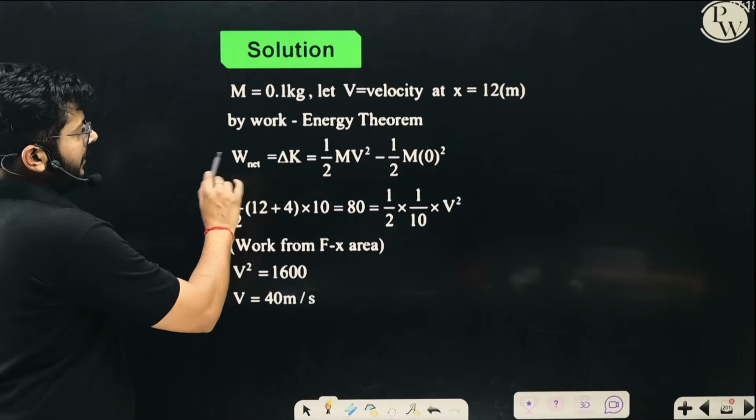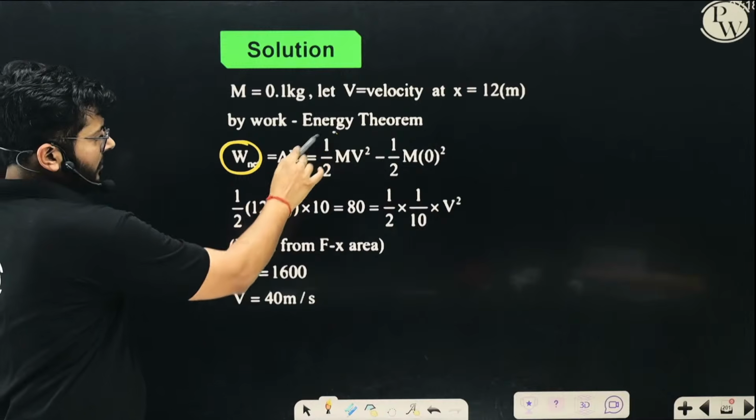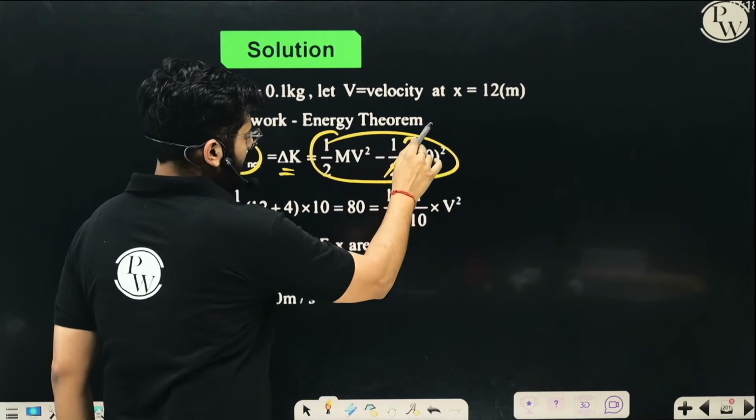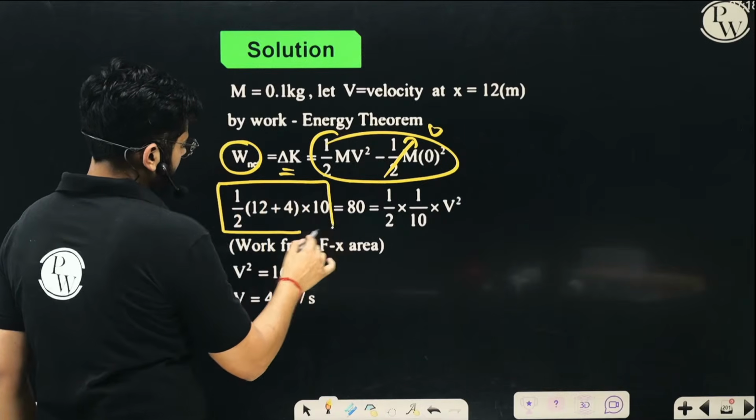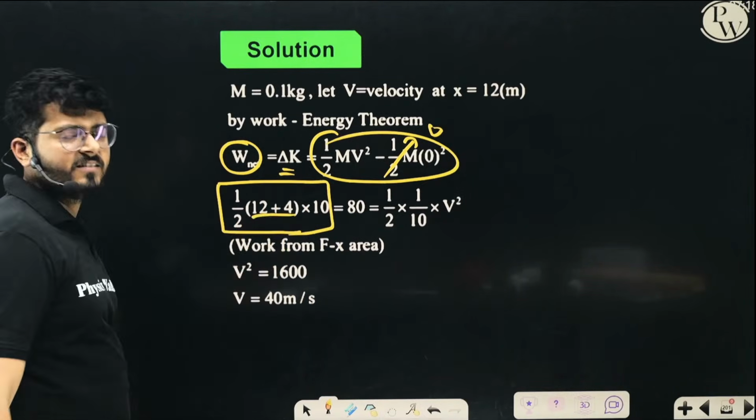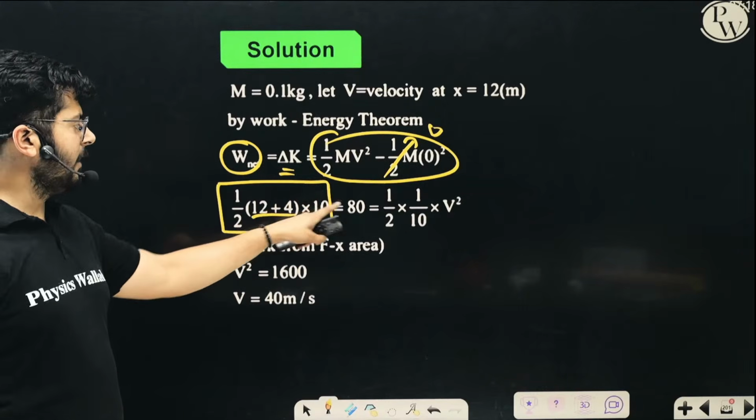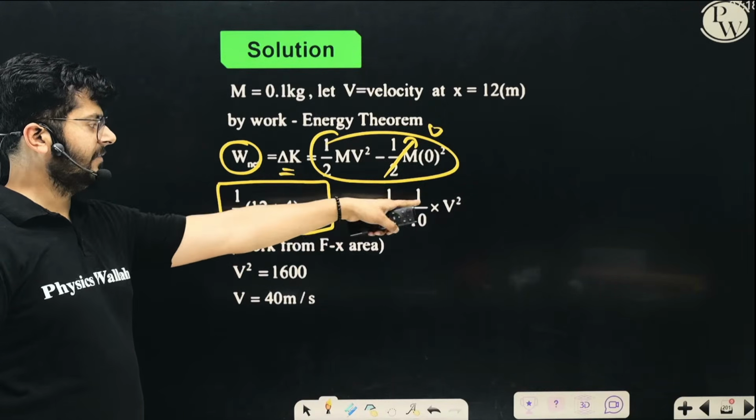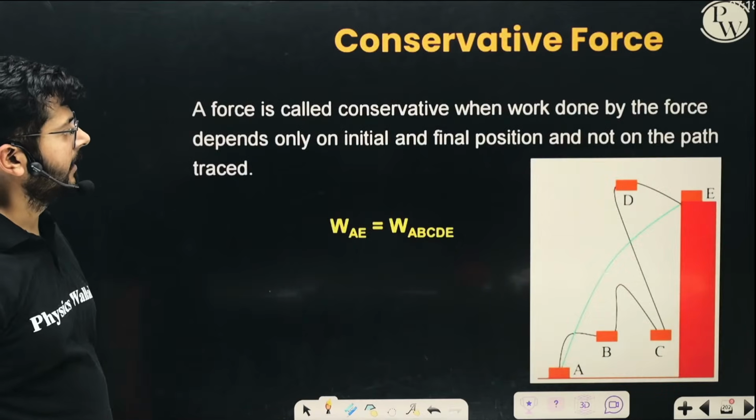So here you see that the net work done equals the change of kinetic energy. This initial value is 0, right? And this is the area: 1 upon 2 times the sum of parallel sides, the area of the trapezium, times the distance between them, which is 10. Area equals the change of kinetic energy, which is half mv square, right? So v you can get from here is 40, right?